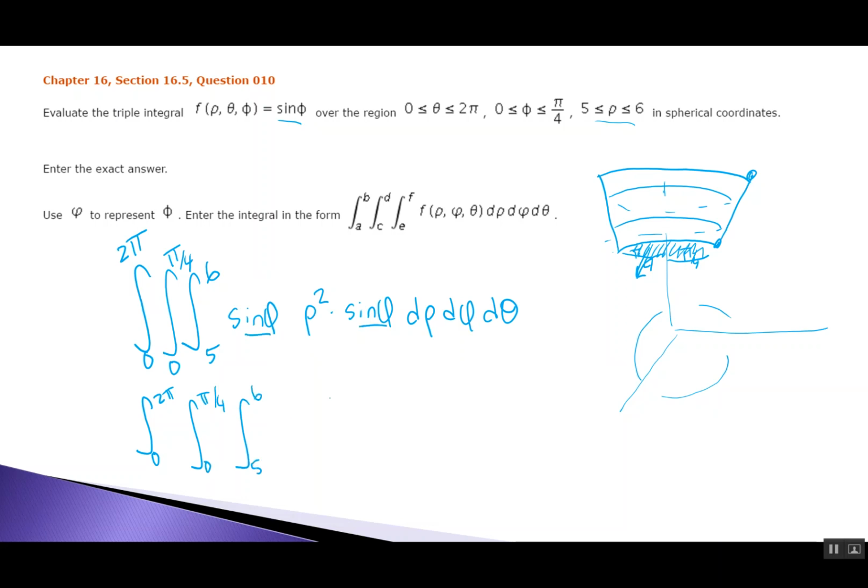I have sine times sine, so I have a sine squared phi times rho squared d rho d phi d theta. The rho's easy to integrate. That's a 1/3 rho cubed.